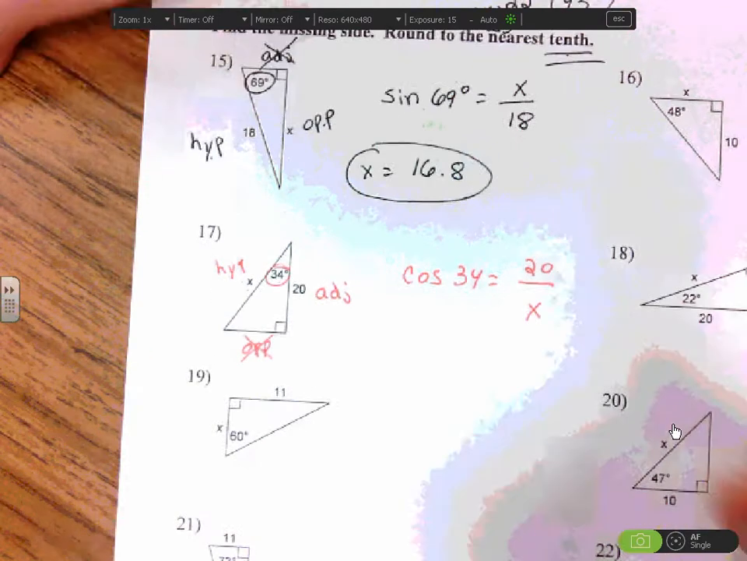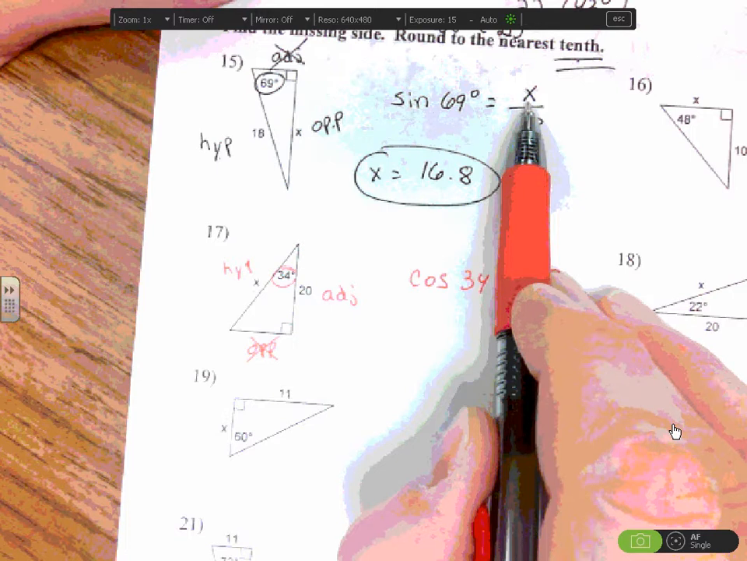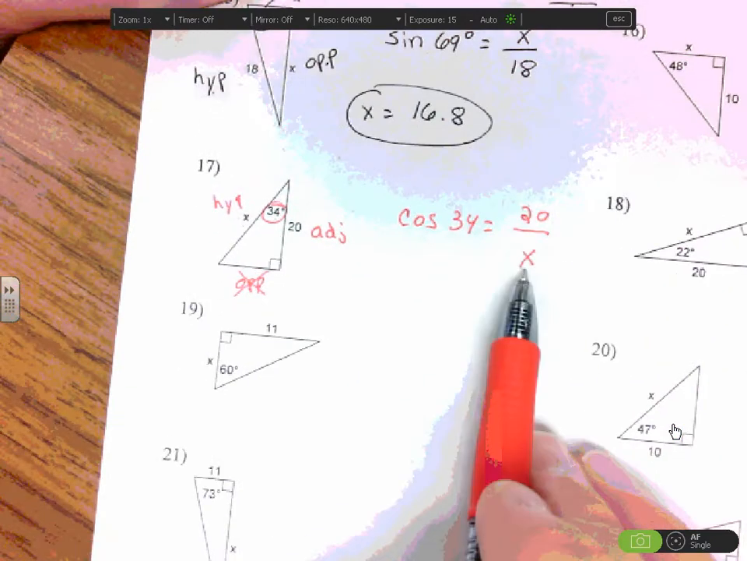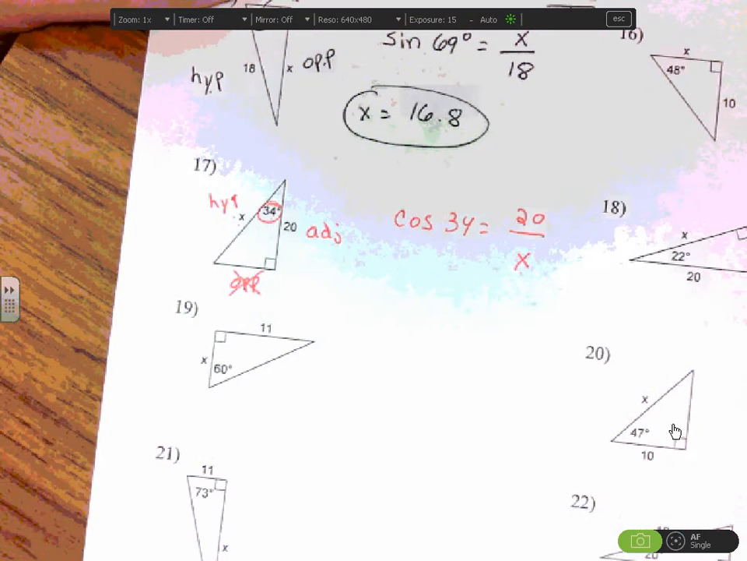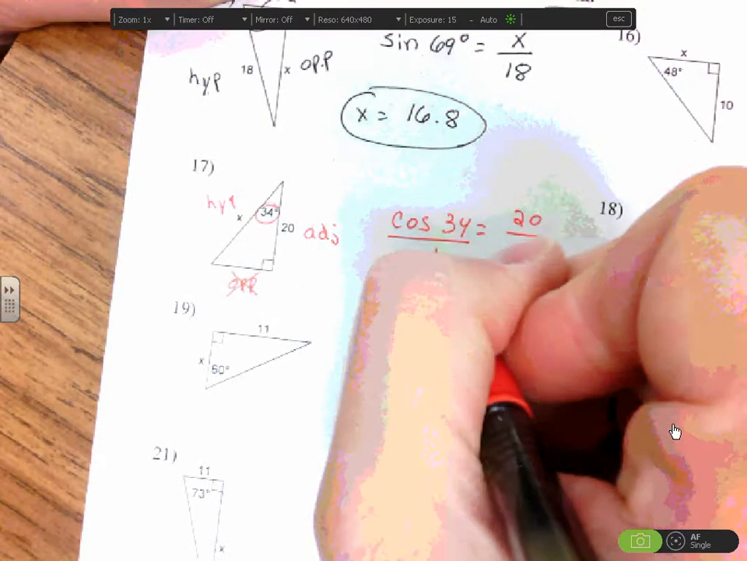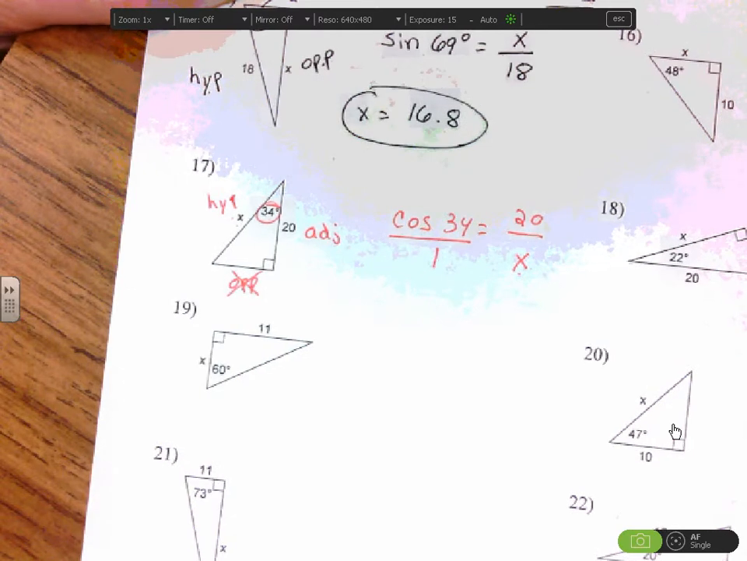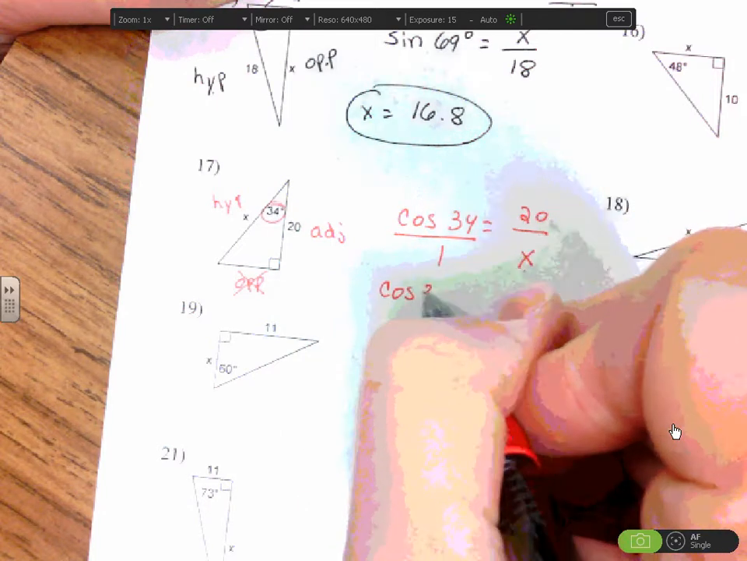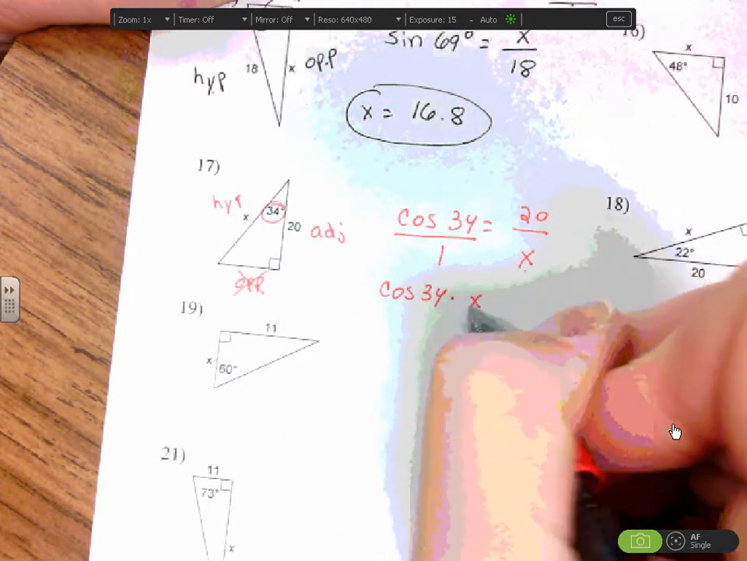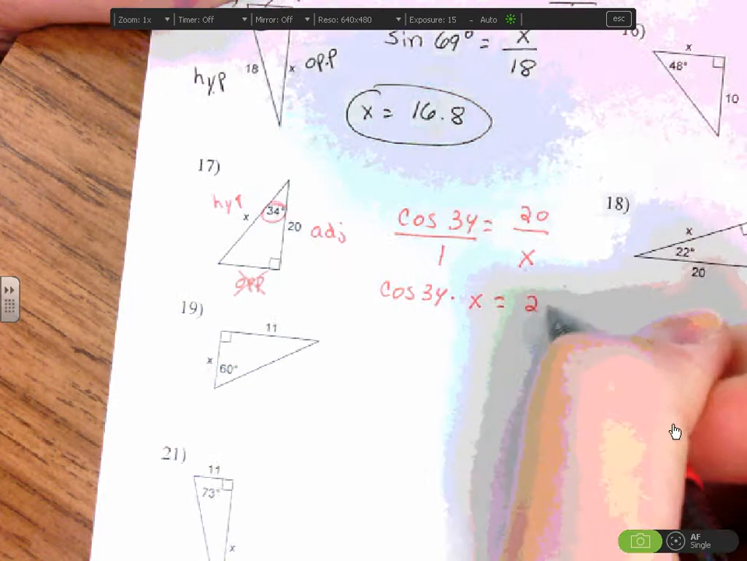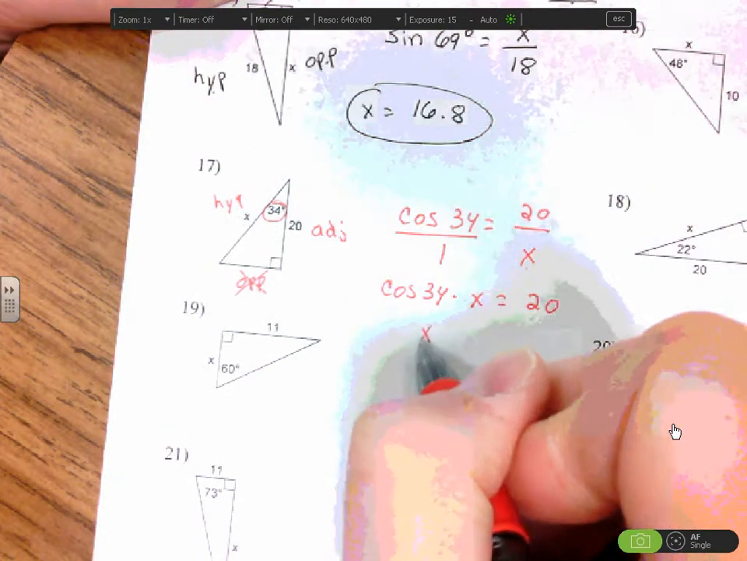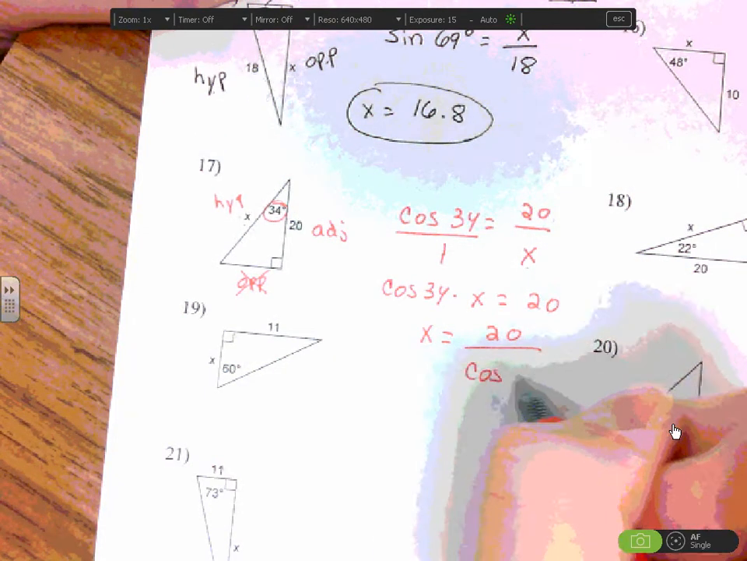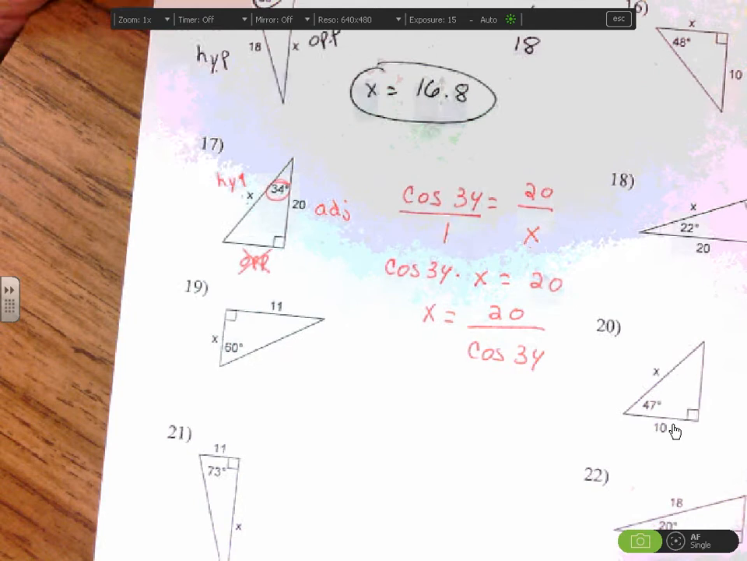Now a little bit different. Back on this one, my x was in the numerator. So I just multiplied by 18 and got the answer. This one, my x is in the denominator. So what I've taught you to do is put this over 1 and think of it as cross multiplying. So you have the cosine of 34 times x equals 1 times 20 is 20. Then divide. So x is 20 divided by the cosine of 34.